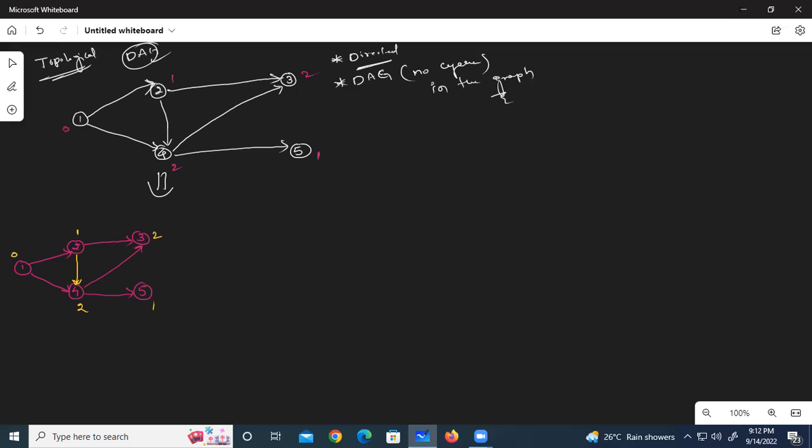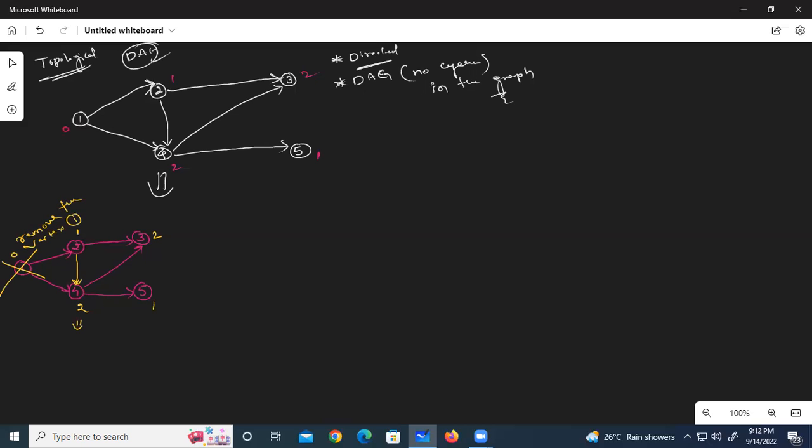So what I am going to do? I am going to construct a new graph. What is that exactly? See, in degree is 0 here. What I will do? I am going to remove this vertex. Remove the vertex.